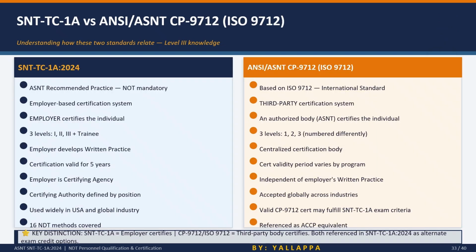Now let us compare SNT-TC-1A with ISO 9712 or CP-9712. SNT-TC-1A is employer-based certification. The employer certifies the individual. But CP-9712 or ISO 9712 is a third-party certification system. There, an independent certification body certifies the individual. This distinction is extremely important during interviews and international project work.